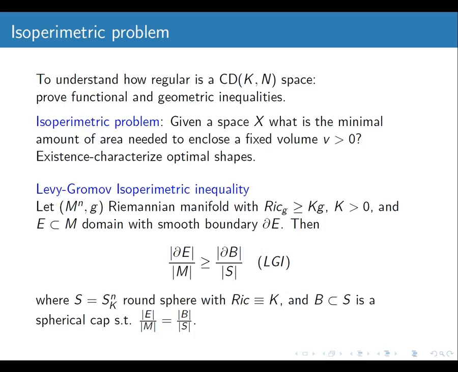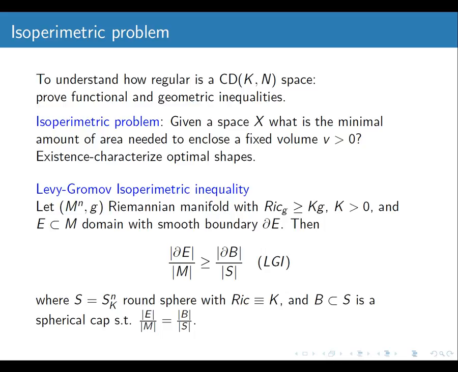So these two fractions mean that you are taking the volume measure on the Riemannian manifold to be renormalized to 1, and the same on the sphere. In which way do we choose this spherical cap? The spherical cap is the one that realizes this identity, so it will be the one with the same total volume as the set E. So if you take a set E on a manifold with Ricci curvature bigger than K, and you consider a spherical cap in a sphere with the same volume, then the measure of the perimeter of E is larger than the one that you have on the sphere.